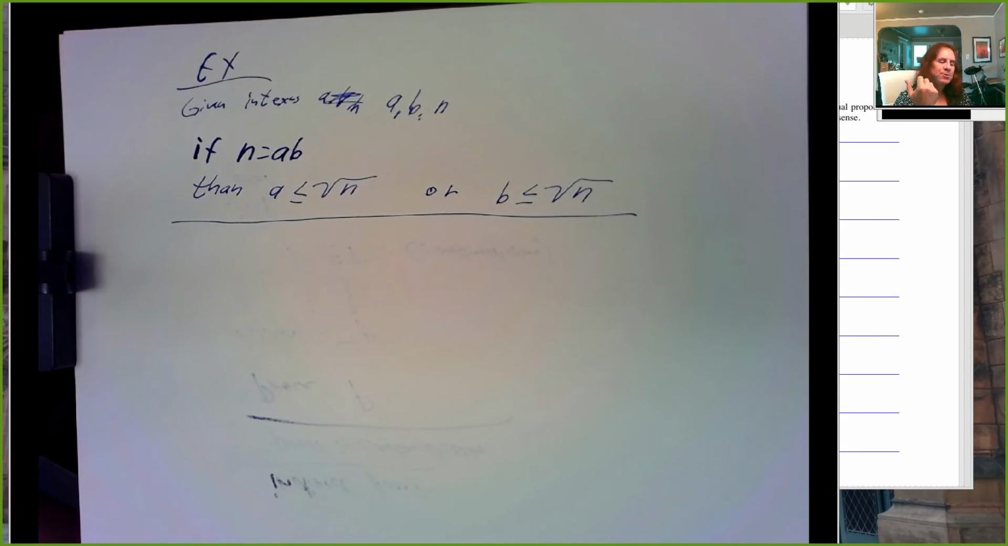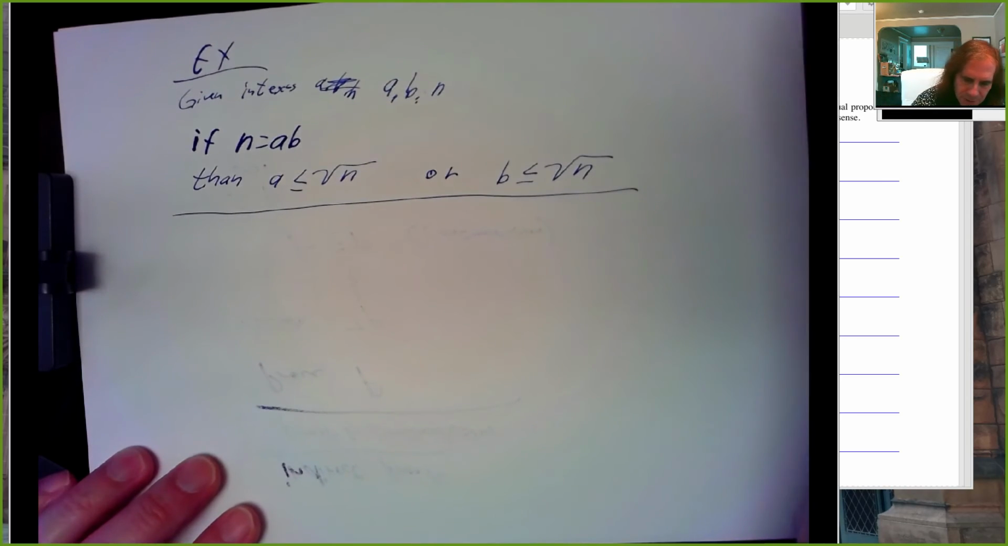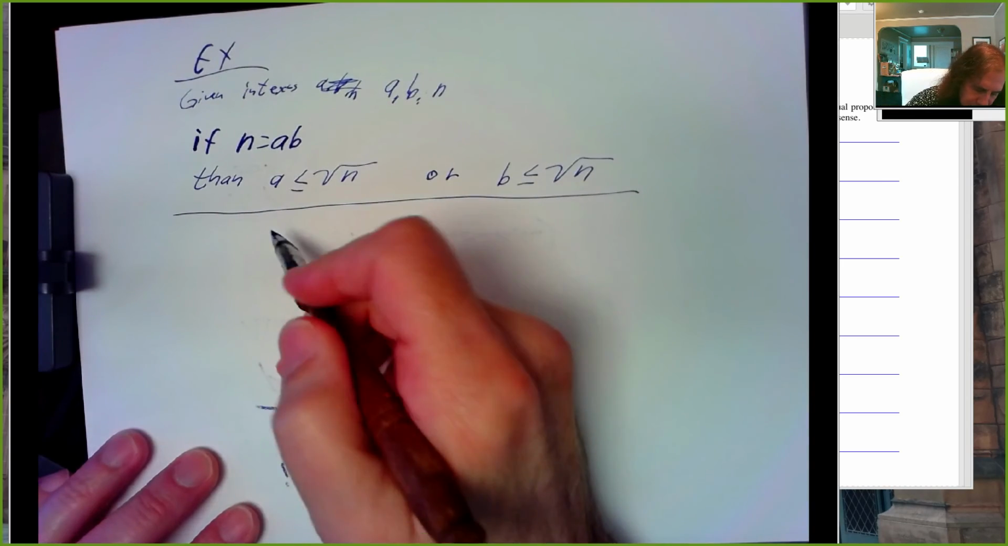And so a direct proof would say, okay, n equals a times b, and maybe take the square root of n, and that would be equal to the square root of a times the square root of b. But how does that tell us how a relates to the square root of n, and so forth? A direct proof is kind of hard to figure out for this, but an indirect proof really just kind of falls out on its own. So let's do an indirect proof.